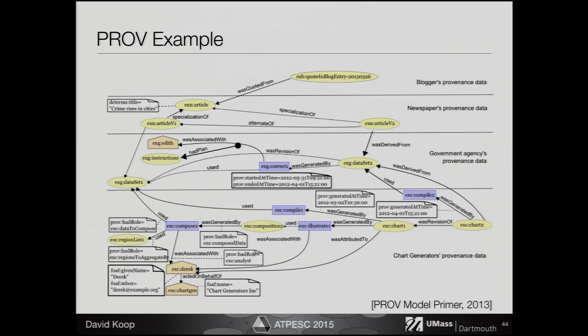Things like, okay, here's the blogger's provenance data. They quoted from an article. There's not a lot of provenance there, but if you look further down, there's provenance from the newspaper that quoted them. They relied on government agencies' provenance data. That relied on some chart-generated provenance data. And so you could peel back all these different layers, some of which may be in the same system, some of which may be in totally different systems and captured in different ways. But the idea with PROV is to provide this standard for interoperating provenance that's gathered from different sources, computational or non-computational.